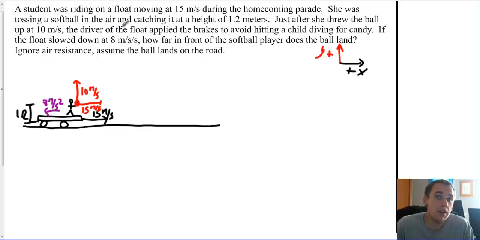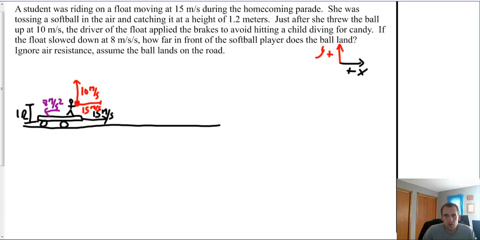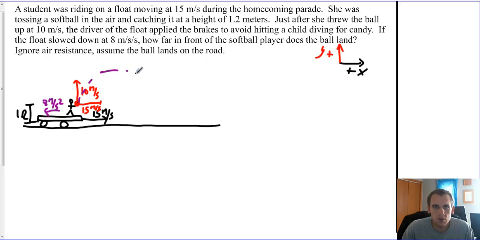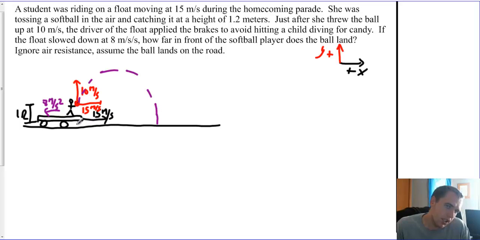Okay, so think about this and figure out why the ball lands in front of the softball player. Well, the reason she's able to catch it and release it is because as she's moving this way, the ball is also moving this way, right? But if all of a sudden the brakes get applied after the ball gets tossed, the ball continues to move to the right, but the float slows down and stops. So here's what we have. I'm going to draw the ball. It's going up and over, so it's going like this. The float is also going to the right, but it's slowing down.